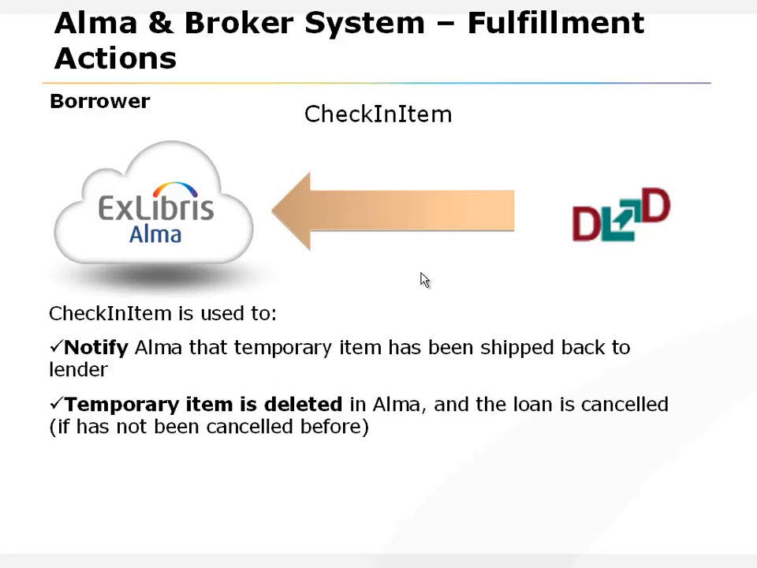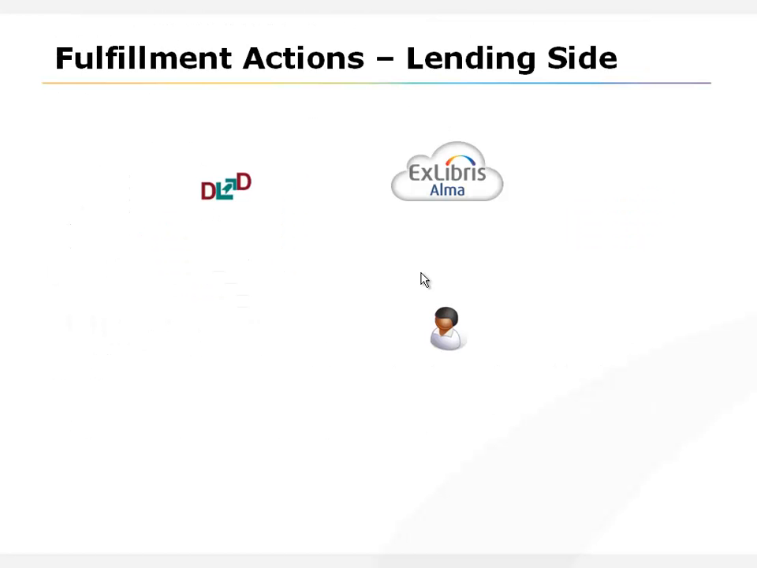The next integration point will be when the item is returned by the patron and shipped back to the lender. This action is again done at the broker system, and the broker system uses the check-in item message to notify Alma that the item has been shipped back to the lender. Alma, when receiving this message, will remove the temporary item, the temporary holdings, the temporary bib record. The entire hierarchy is going to be removed, and the borrowing request will be labeled as complete. That actually wraps up the borrowing side.